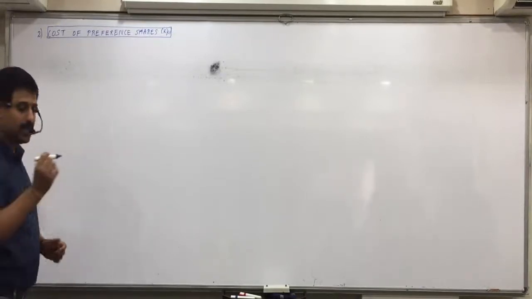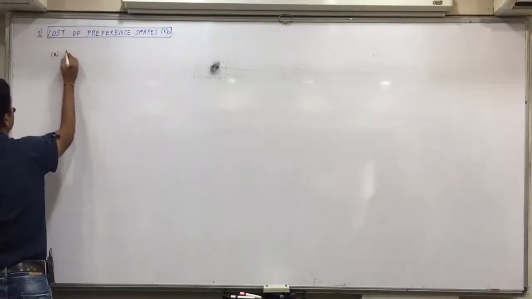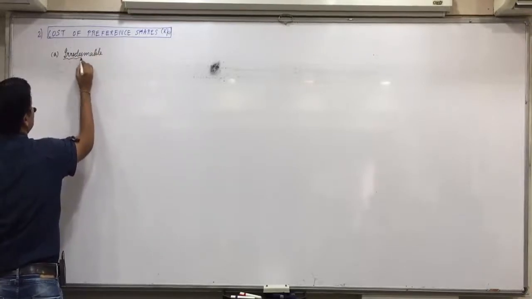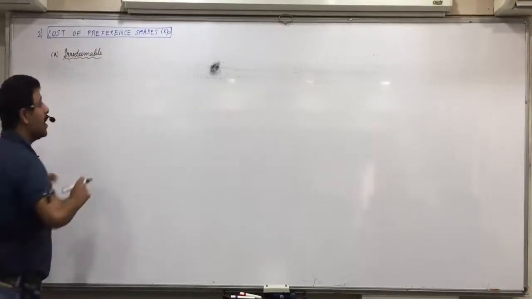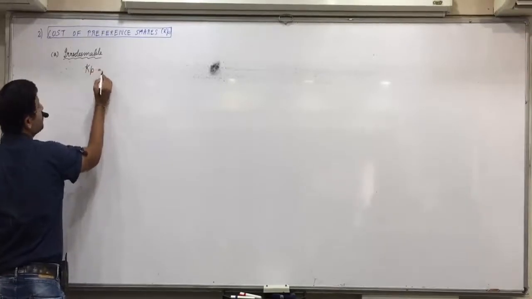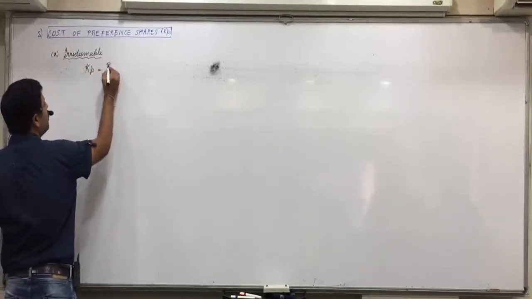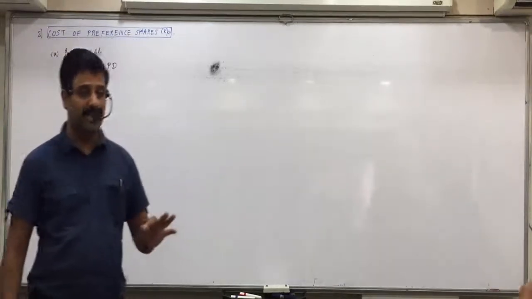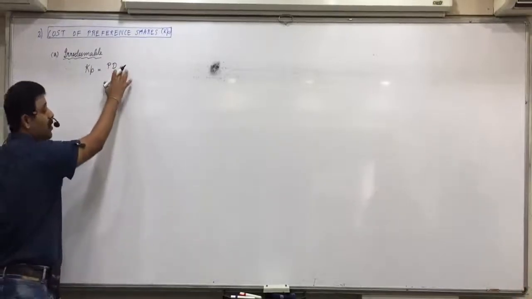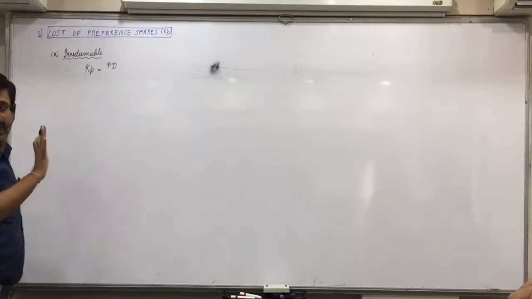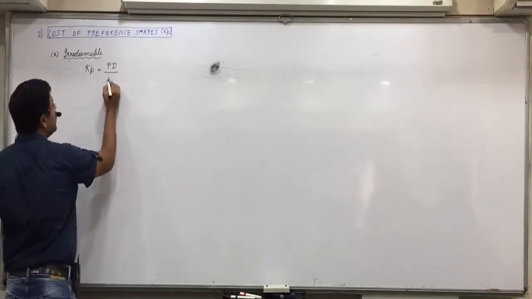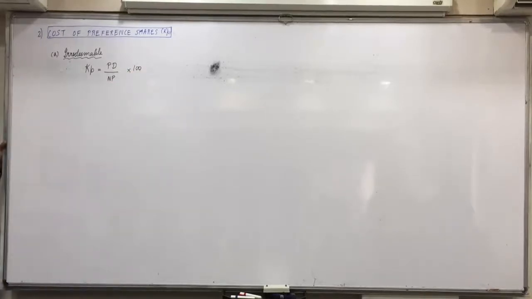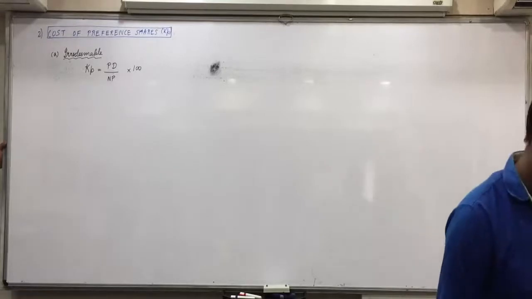So if the preference shares are irredeemable, what was the formula of KD? Instead of I, we will have PD, that is preference dividend. And in the bracket what we used to have, we will not have, because it is not a tax deductible expense. Directly PD upon NP into 100. Very simple formula: preference dividend divided by net proceeds into 100.